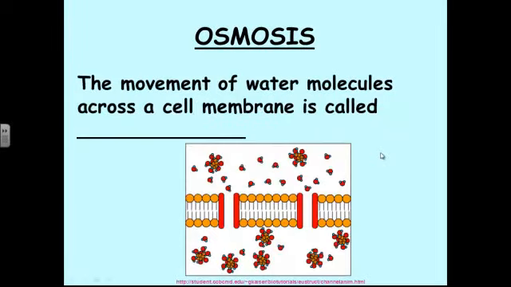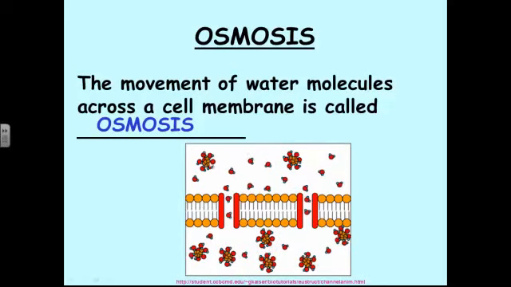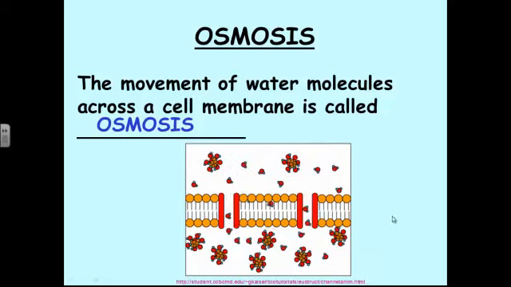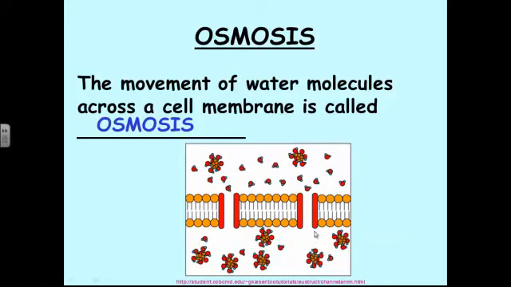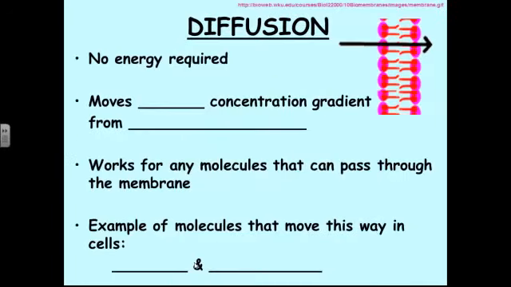The movement of water across a cell membrane is called osmosis. That's a vocab word. And osmosis still works kind of like diffusion. You have a high concentration of water on one side of the membrane, low on the other, and those little water molecules are going to move through those aquaporins to make the water concentration equal on both sides of the membrane. I made a little slide here about how these two kinds of transport work.